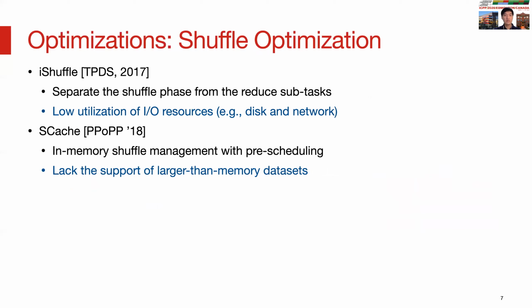Other studies focus on optimizing the workflow of shuffle. iShuffle separates the shuffle phase from the reduce subtasks, but I/O resources cannot be efficiently used. Xcache implements in-memory shuffle management with pre-scheduling. However, Xcache is only available when the size of the dataset is lower than memory and lacks support for fault tolerance.